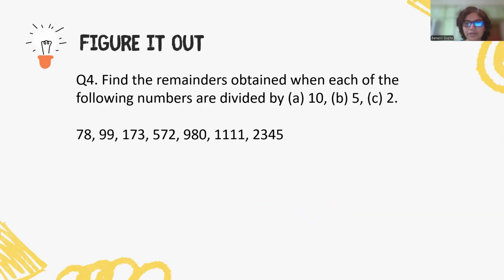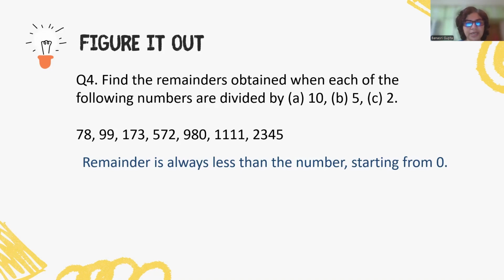Find the remainders obtained when each of the following numbers is divided by 10, 5, 2. So we know that a remainder is always less than the divisor, starting from 0. If we divide by 2, there are two possibilities of remainder, 0 and 1. If we divide by 3, there are three possibilities of remainder, 0, 1 and 2. We cannot get 3, since 3 is as good as 0. So let us examine what will happen to each of these numbers when we divide by 10.